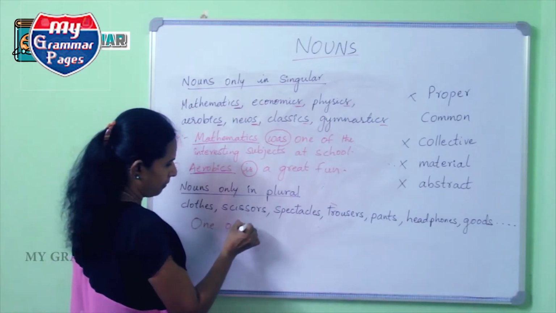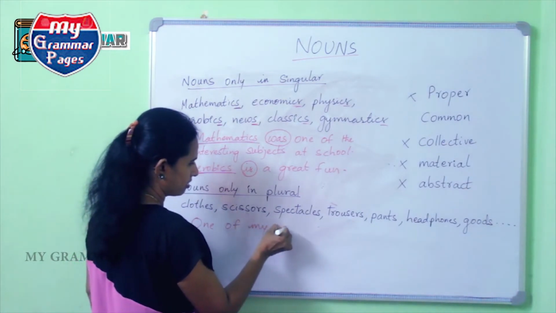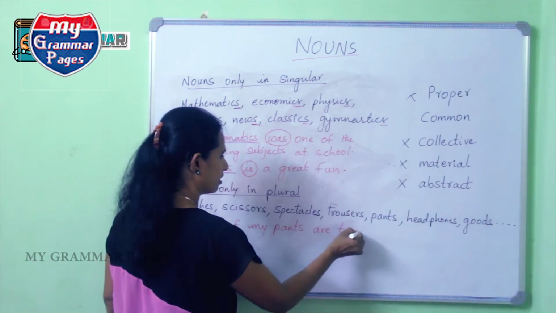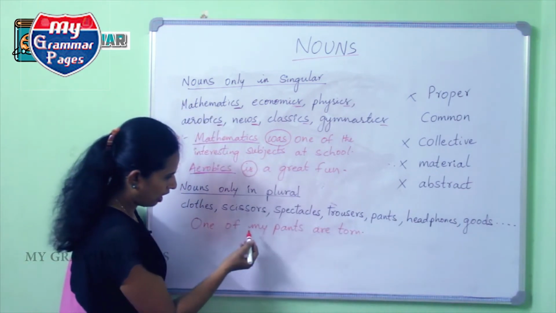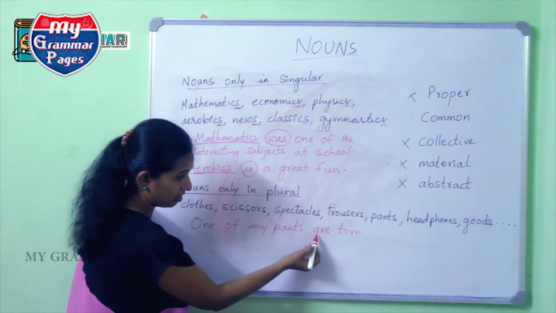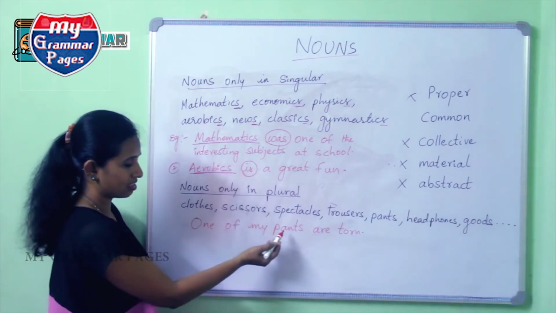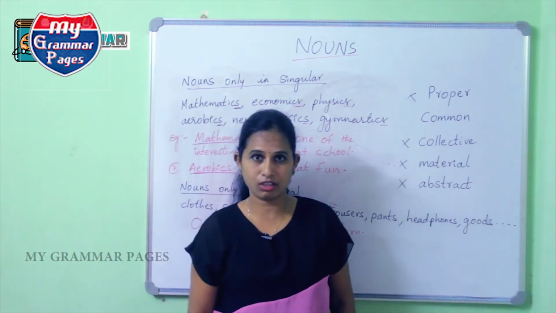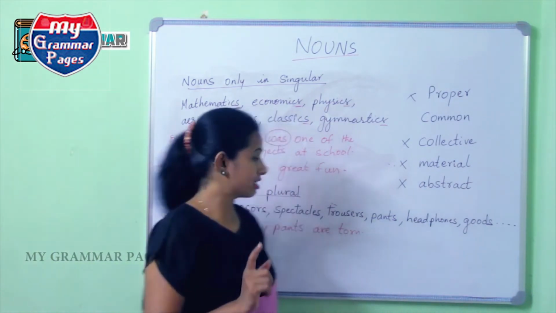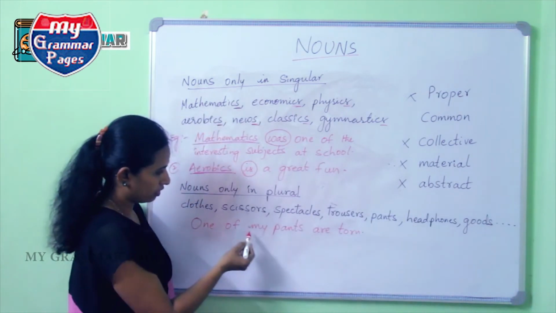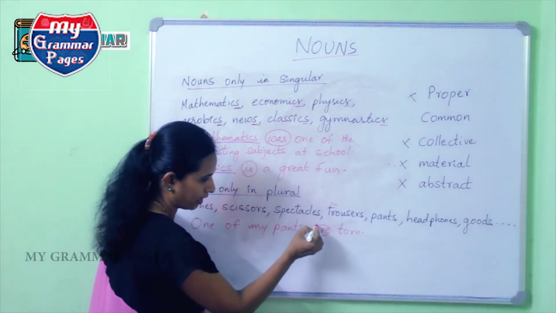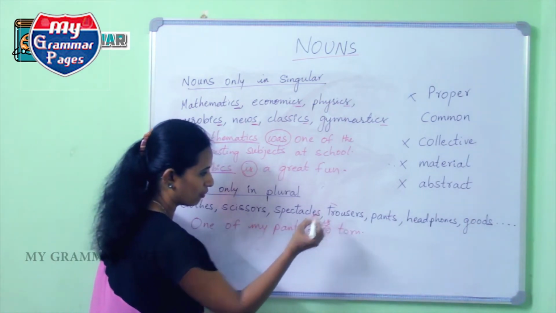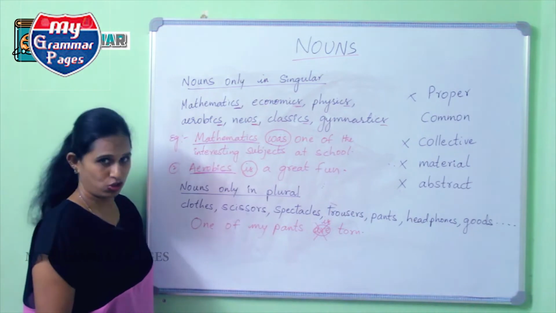Now look here. One of my pants are torn. In this one, we are taking one of the pants are torn. Here we are not considering it as pant. One of my pants means one of the legs of your pants has been torn. So, one of the pants are torn. Is it right? No, because we are considering only one. So we are going to take: one of my pants is torn.